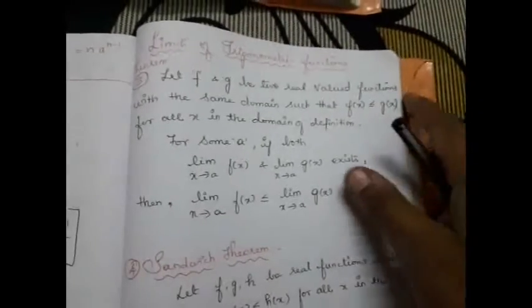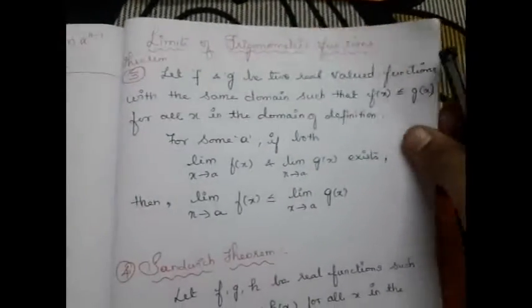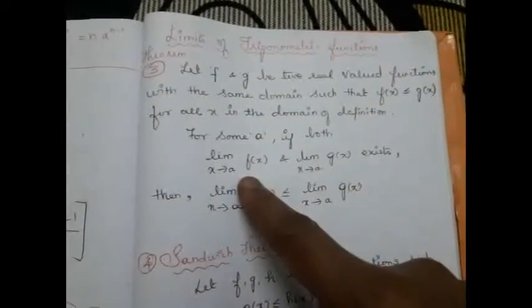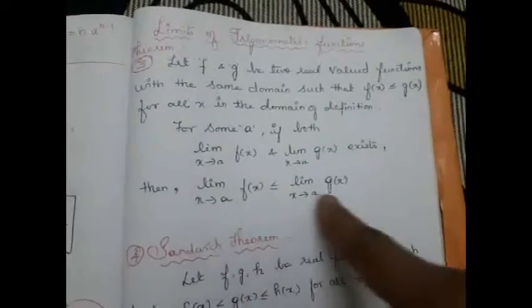So far, what are all the things we have seen? If f and g are two real valued functions in the same domain such that f of x is less than or equal to g of x, then limit x tends to a f of x will also be less than or equal to limit x tends to a g of x. Next we have seen the sandwich theorem, which says if f, g and h are three real valued functions such that f of x is less than or equal to g of x less than or equal to h of x in a common domain, and if f of x and h of x tend to a particular limit L, then g of x will also tend to the same limit.